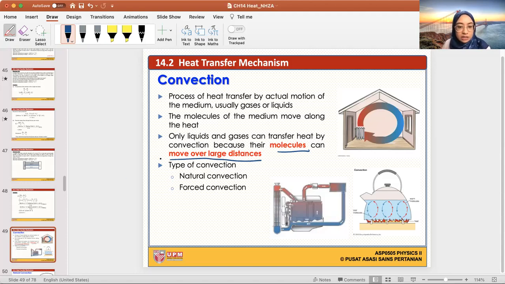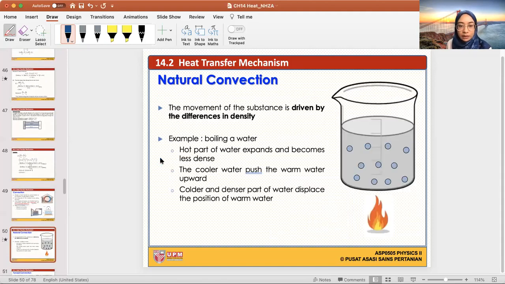So there are two types of convection: natural and forced. Let's talk about that. What is natural and what is forced? Natural convection: the movement of the substance is driven by differences in density. The movement of the substance is driven by density.